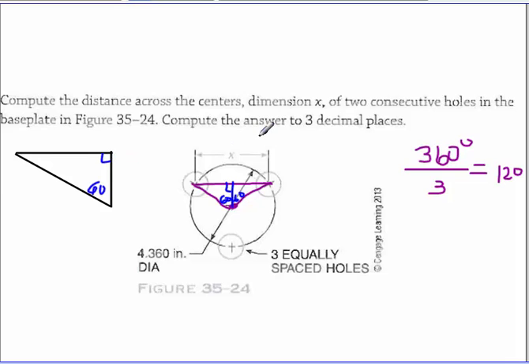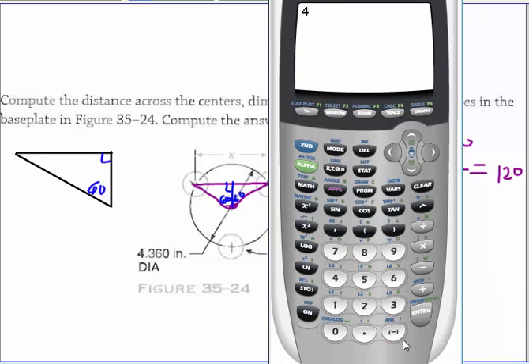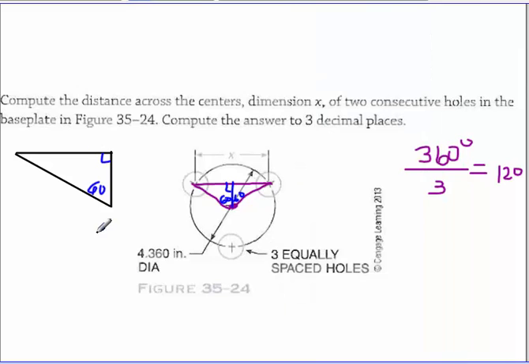Now let's talk about our length. They told us that the diameter is 4.36. So using our calculator, 4.36 divided by 2 will be our radius, which is 2.18. This side is a radius, and so is this side. So that means this hypotenuse is 2.18.